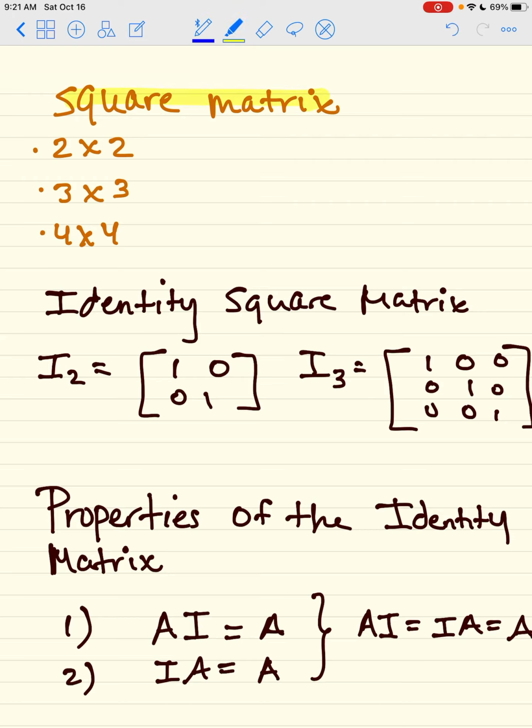Square matrix, like I said before, is 2 by 2, 3 by 3, 4 by 4. The identity square matrix is basically the row reduced echelon form without the constants at the end. So it's all diagonals of 1 and every other place is 0. So this is for a 2 by 2, this is for a 3 by 3. All ones, 0, 0, 0, 0, 0. And basically, as we mentioned before, the properties of the identity: A times I is equal to A, I times A equals A, therefore in this case the commutative property does work. Okay, so I think I'm going to stop here.